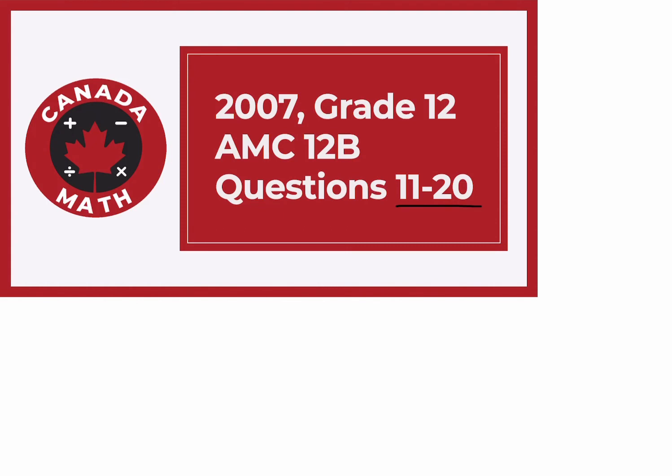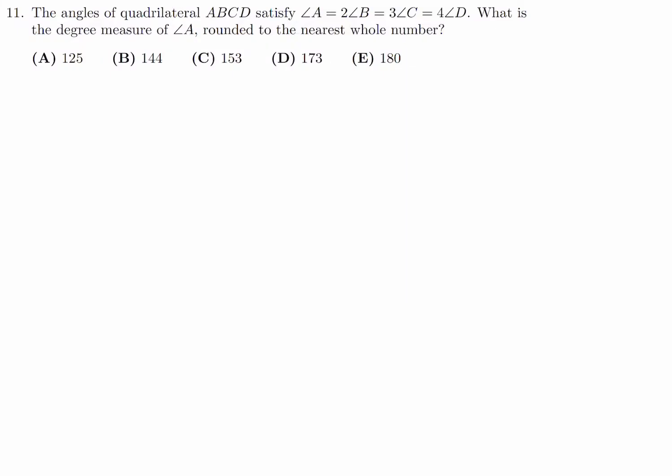Questions 11 through 20 on the 2007 Grade 12 AMC 12B. The angles of a quadrilateral ABCD satisfy A is equal to 2B equal to 3C equal to 4D. What is the degree measure of angle A rounded to the nearest whole number?